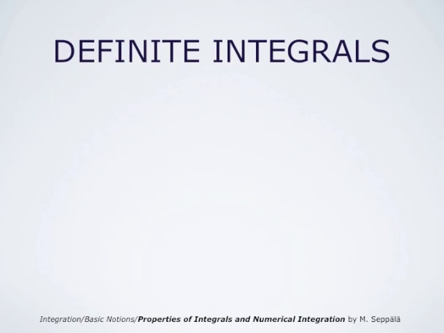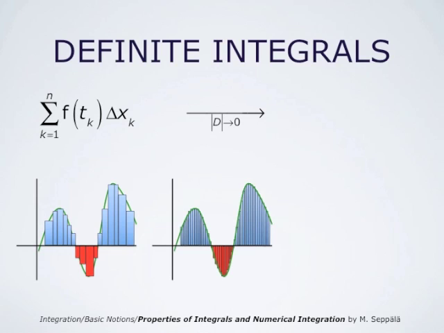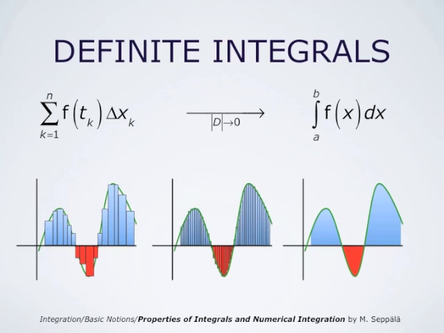The starting point is the definition of definite integrals. In that definition, one considers first Riemann sums, which are sums of the form summation k from 1 to n, the function f evaluated at some point tk on the kth subinterval times the length of the kth subinterval, delta of x. And as one takes a limit as the length of the longest subinterval goes to 0, then at the limit one gets the definite integral of the function f over the interval from a to b.